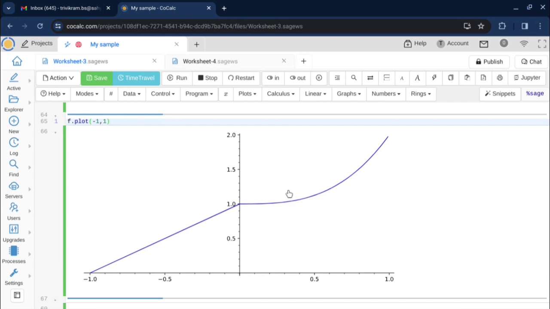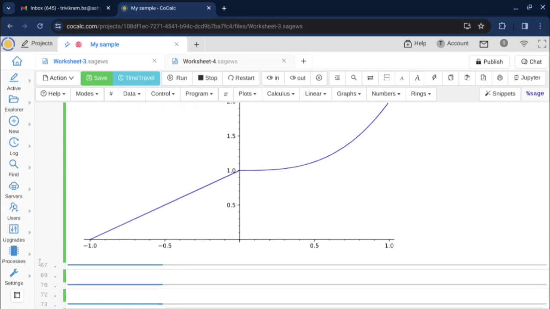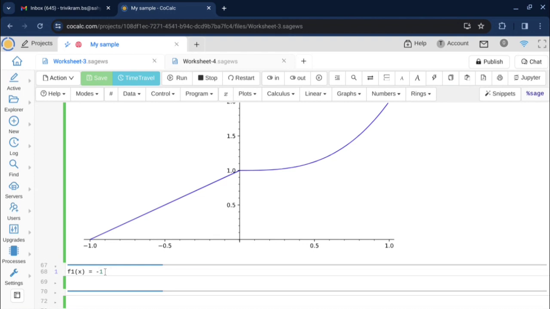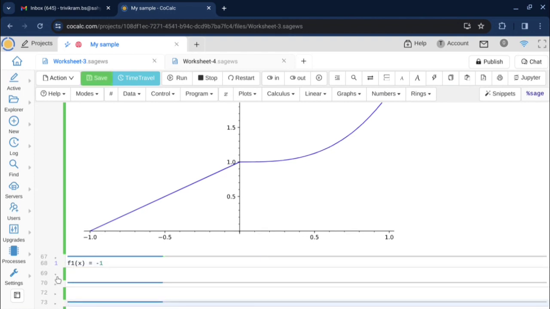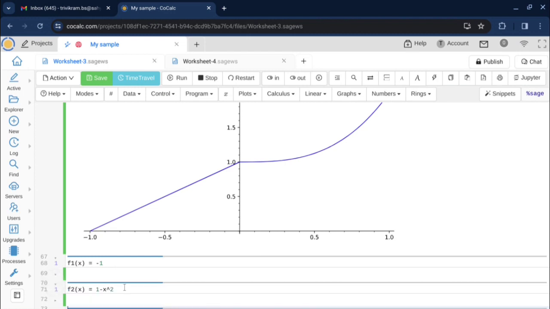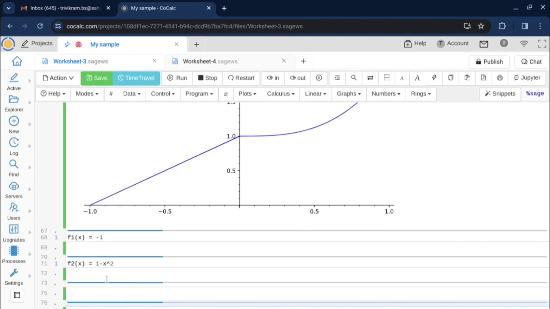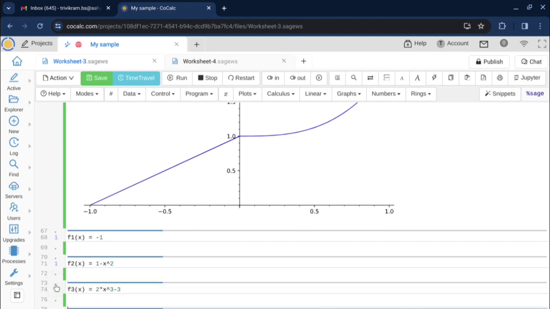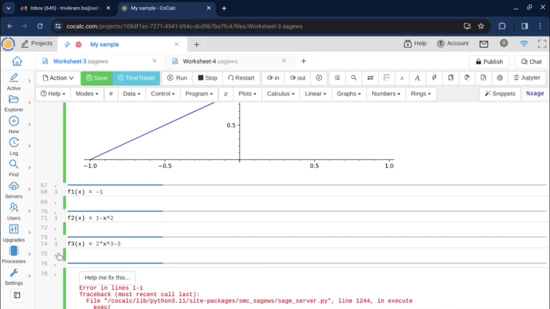Now I am going to give one more example. F1 of x is equal to 1. I have run it. Next, f2 of x I have taken as 1 minus x square. This is one more function I am defining, and one more function I am going to define as 2 into x cube minus 3. Just run it.